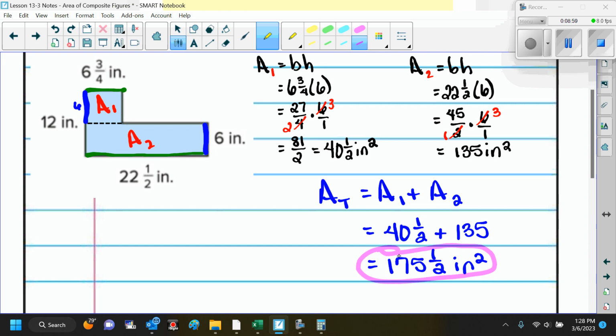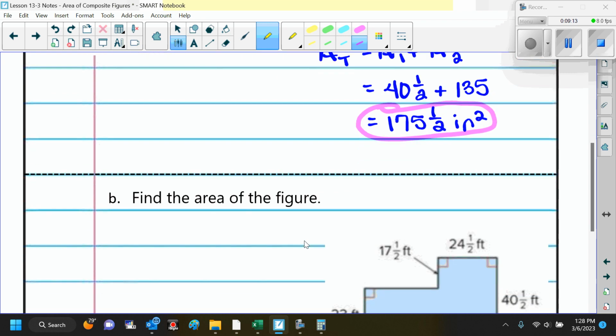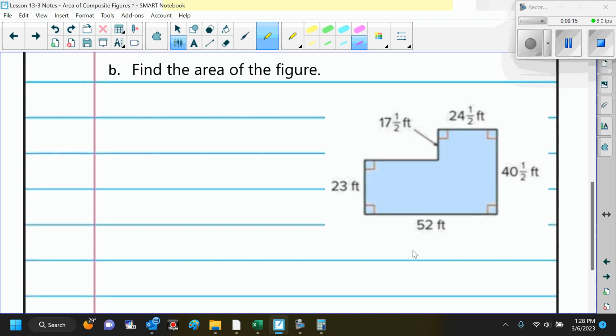Okay? Now, because you have all this work, I want you from now on to circle your final answer. Okay? So this is going to be 175 and a half inches squared. So now I would like for you to take a minute or two to do this one on your own.